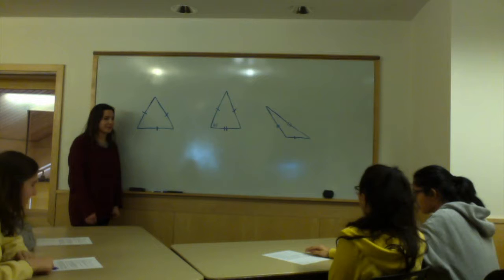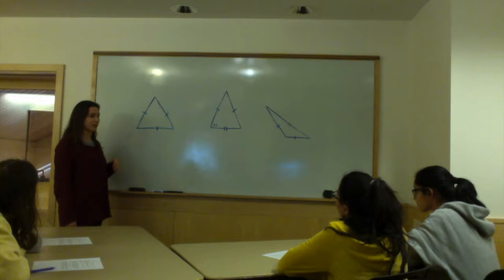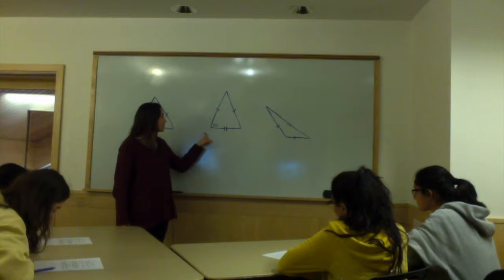All right, does anyone have an answer? Yes? Is it 60? It is. So, since we know the total angle measurement is 180, 180 divided by 3 is 60. Very good, Yenny. All right, moving on, this triangle is called an isosceles triangle.